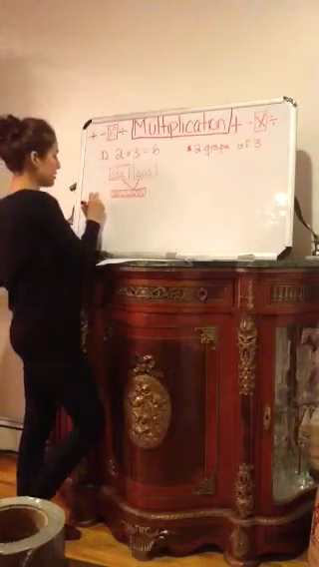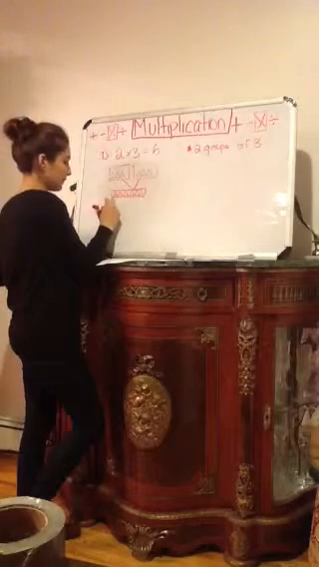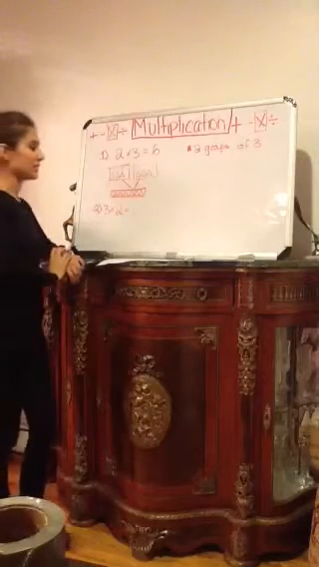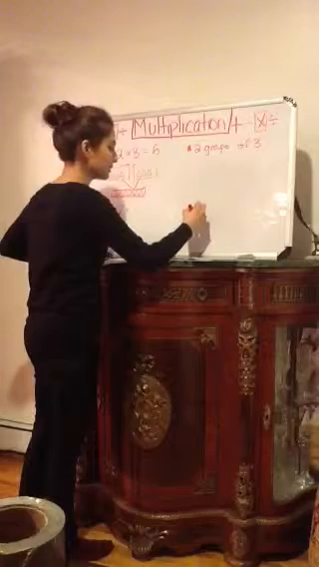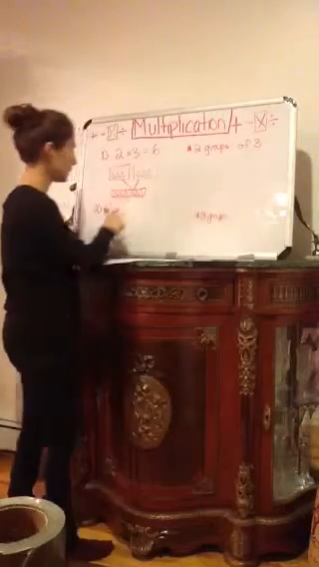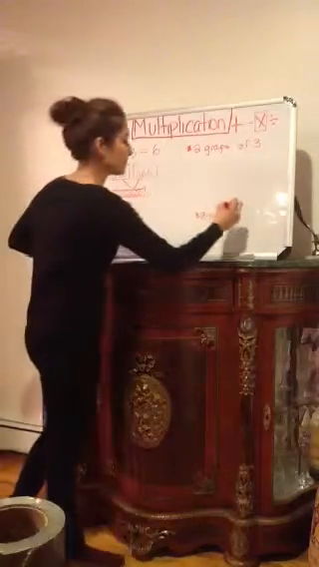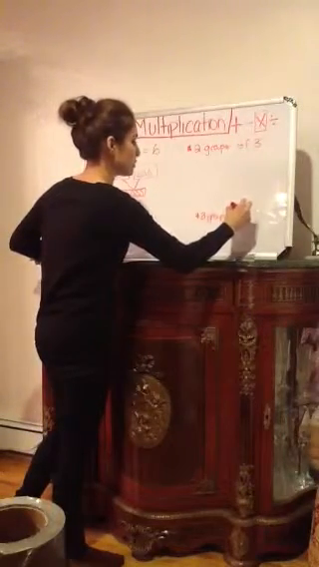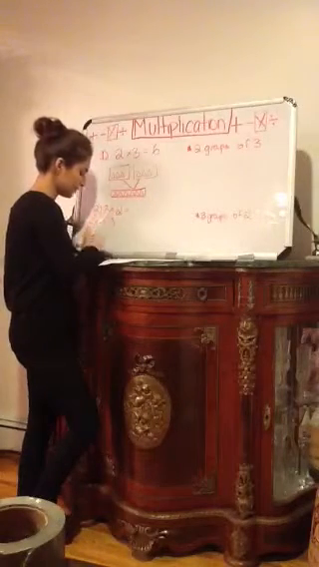Let's try another problem with the same numbers, except this time they're switched. Let's see if we get the same answer this time. In this problem we have to do 3 groups. 3 groups of how many items in each group? 2. Yes. So 3 groups of 2. First, we make our 3 groups.